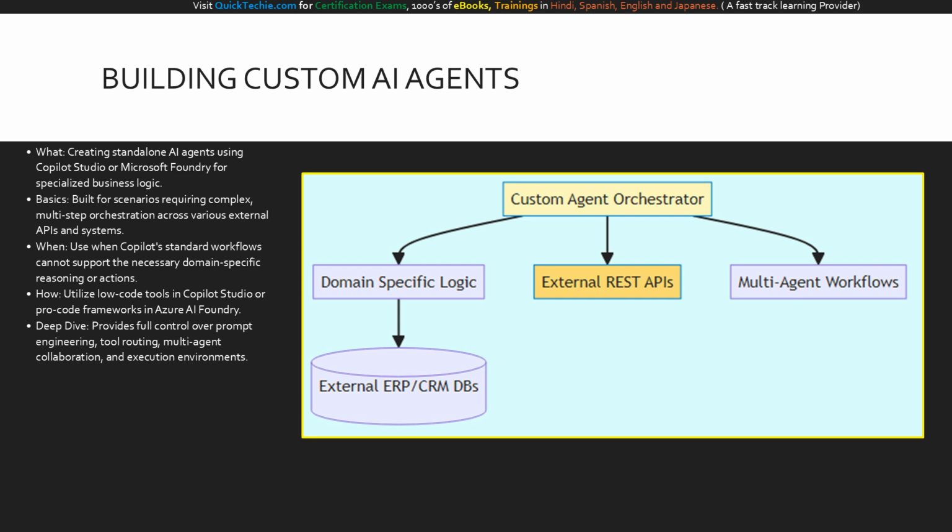First, it connects to domain-specific logic, which allows the agent to reason over highly specialized business rules and directly access external databases like your ERP or third-party CRM systems. Second, it connects directly to external REST APIs, enabling the agent to take transactional actions across the broader internet or internal network. Third, it supports multi-agent workflows, meaning this agent can delegate tasks to other specialized subagents.